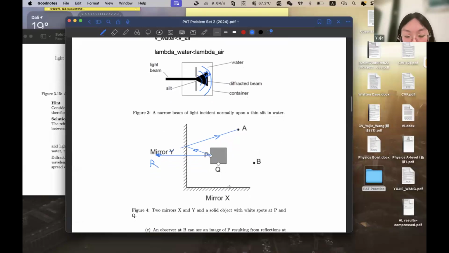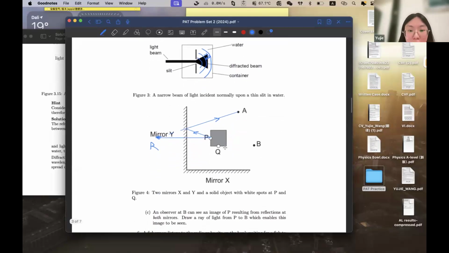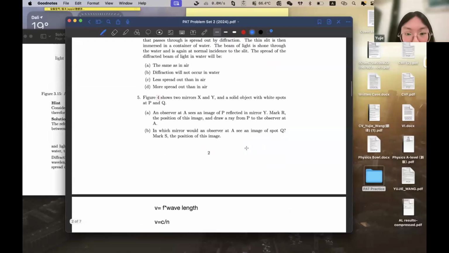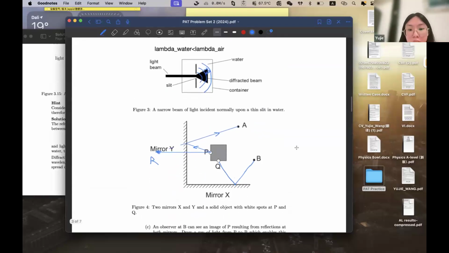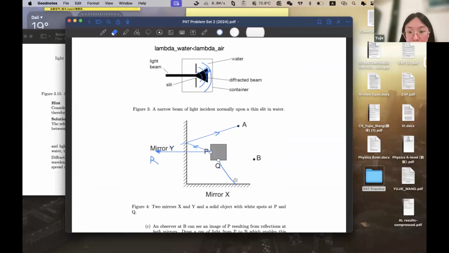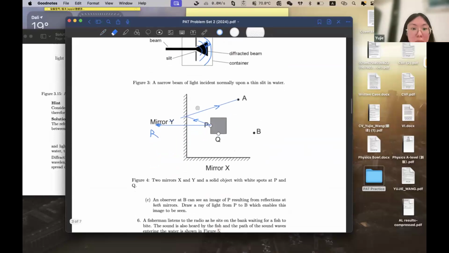But for mirror X, if we use the same method as part A, we can see that the reflected light ray will go this way. So it's not what we are aiming at, because we are looking for the observer A who sees an image of spot Q. But again, we can start by finding the reflected image.